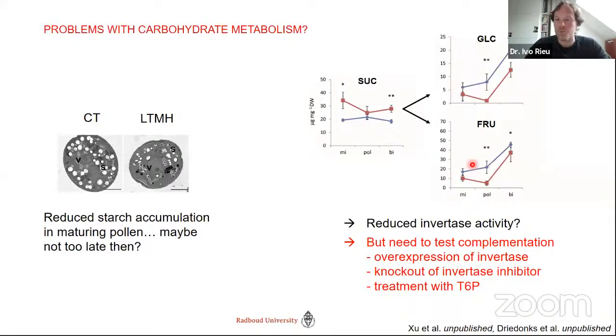You would like to complement it by giving extra glucose to the plant. And that has been difficult. We've tried it a few times, but it's very difficult to complement that specifically. So we're still thinking about that. We would like to do overexpression of invertase, have not come to it yet. Knockout invertase inhibitors, so those are proteins that actually block the activity, or treat with chemicals that improve this energy metabolism. But we're still on this.